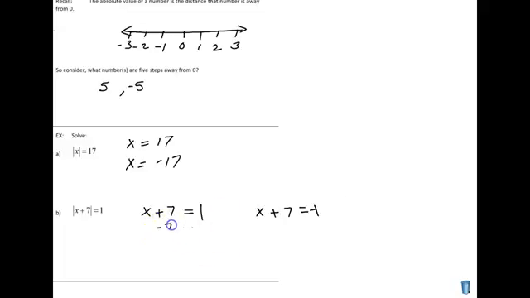Well, let's solve. So I subtract 7. I get x equals negative 6. Plug that back in here. Negative 6 plus 7 is 1. The absolute value of 1 equals 1. Good, that works. Now I solve this one. Again, I'm subtracting 7 from both sides, and I get x equals negative 8. Check it. Negative 8 plus 7 is negative 1. The absolute value of negative 1 equals 1, so we're good there.